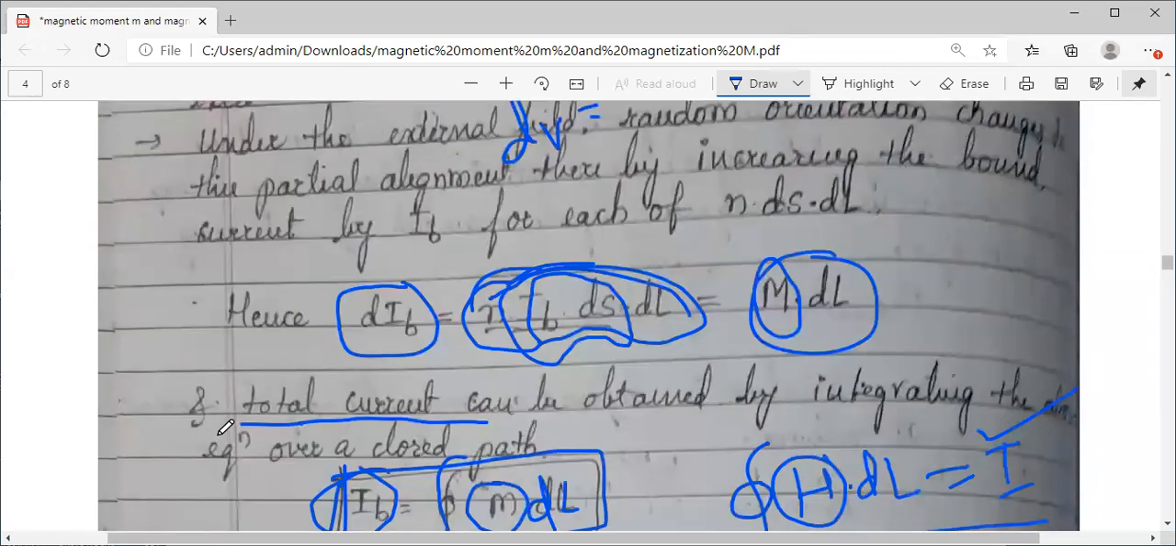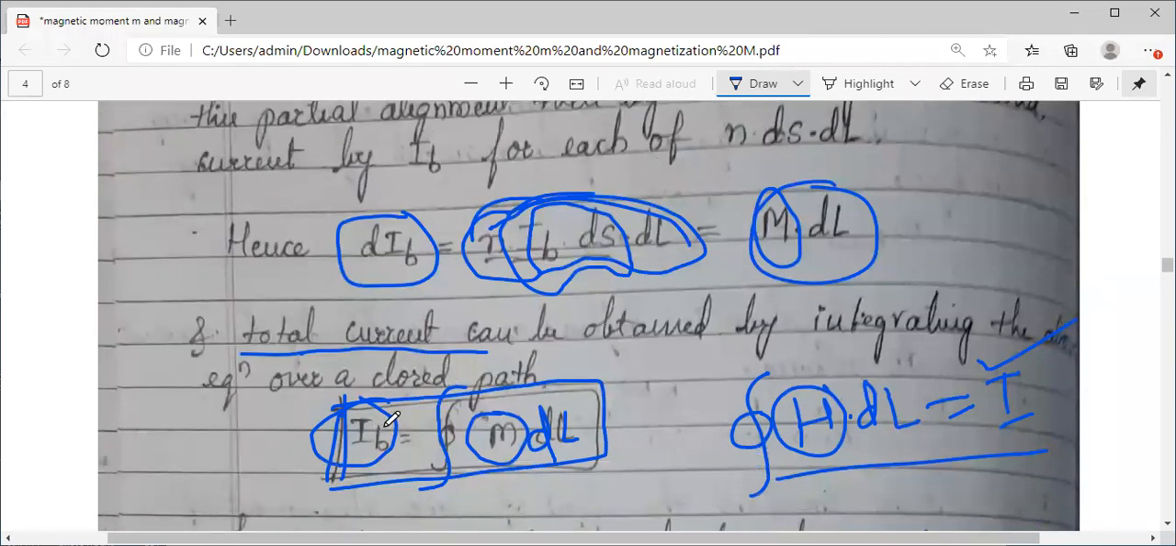Just remember this: bound current is equal to the line integral of M dot dl. M is analogous to, dimensionally equivalent to, H, which we have seen in Ampere's law.